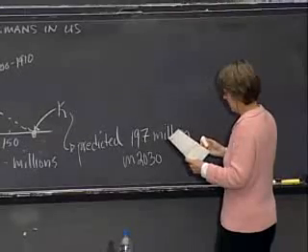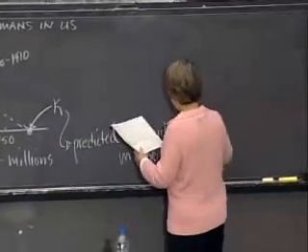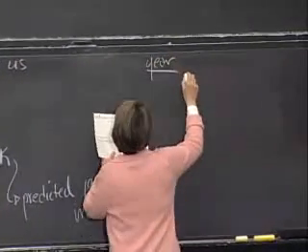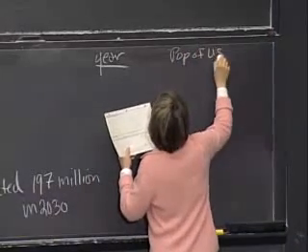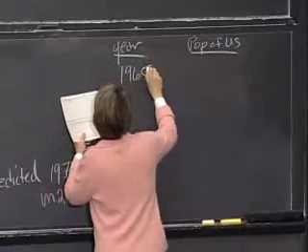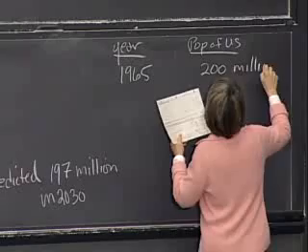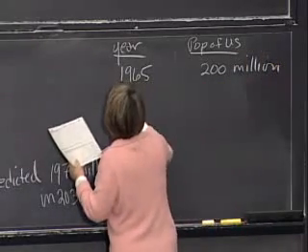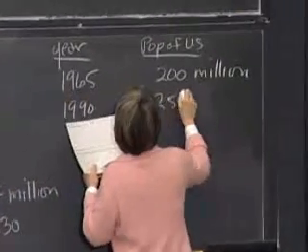Well, they missed it by a lot, which is not surprising. So let's look at some data. In 1965, we reached 200 million, way before 2030. In 1990, 250 million.